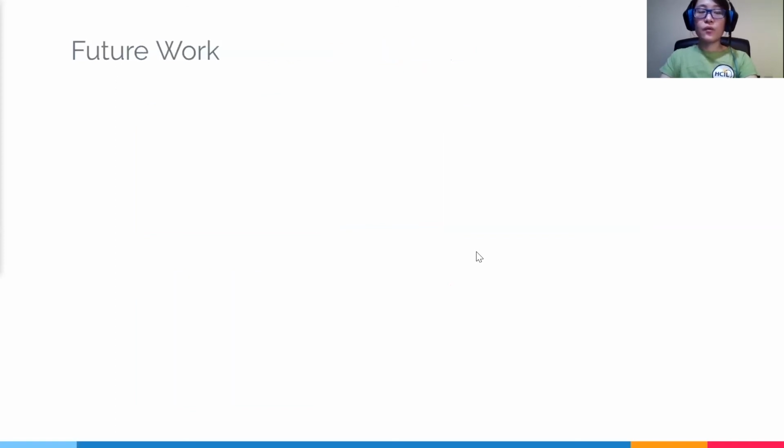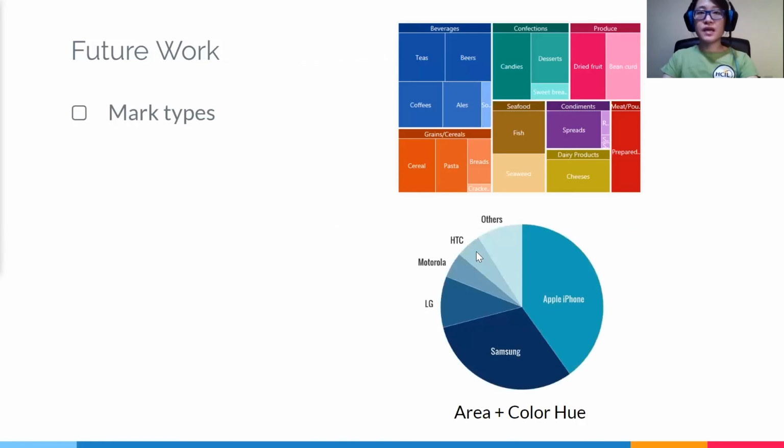Here, we're going to discuss some potential future work. During our annotation process, we find that default mark types work for the majority of the cases. But we also notice that sometimes it can be confusing, like tree maps and pie charts fall into the same annotation, the combination of area and color hue encodings. In the future, we could add mark type to our framework to eliminate this confusion.